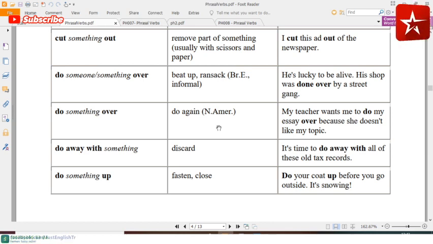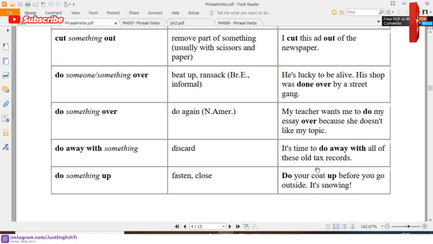Canadians, like Americans, use these phrasal verbs mostly. My teacher wants me to do my essay over. It means my teacher wants me to write this essay again because she doesn't like my topic. Do over means again. Do away with something means discard, like it's time to do away with all of these old tax records.